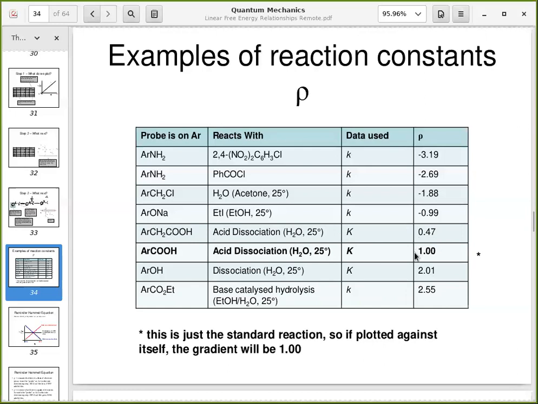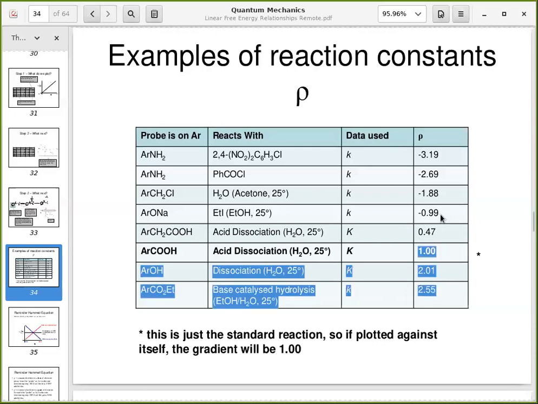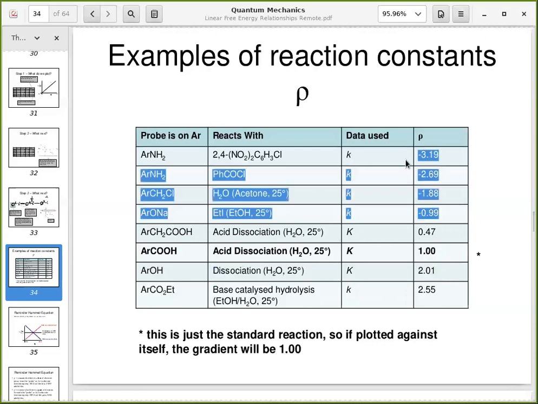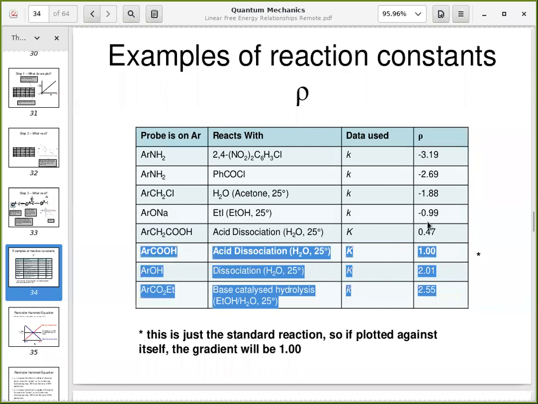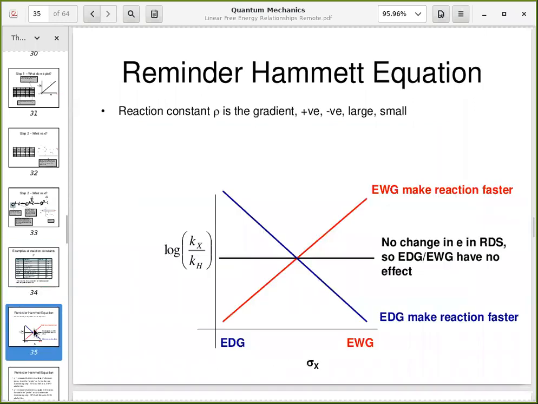So these values, just remember that the values above 1, magnitude of 1, are large. These values are large and negative. These values are large and positive. This value is a small value, and there's a good reason for it being a small value. So in the Hammett equation, just remember that it always passes through 0. So your origin is over there.